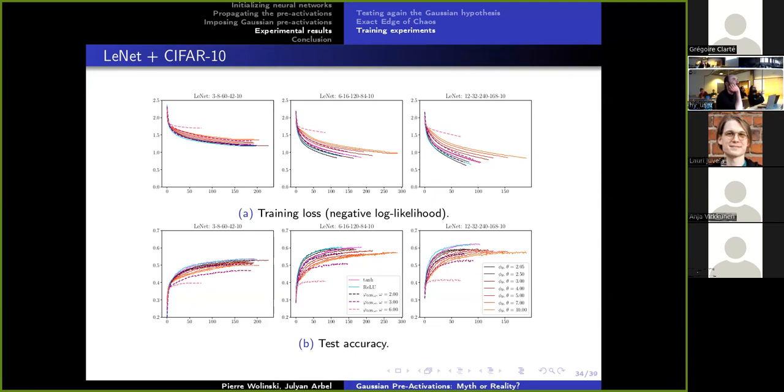So we see that in terms of training, training goes well in any case. As with ReLU and tanh, but there is some drop of accuracy for a bit wide neural networks here. So tanh and ReLU are better in accuracy than our proposition.